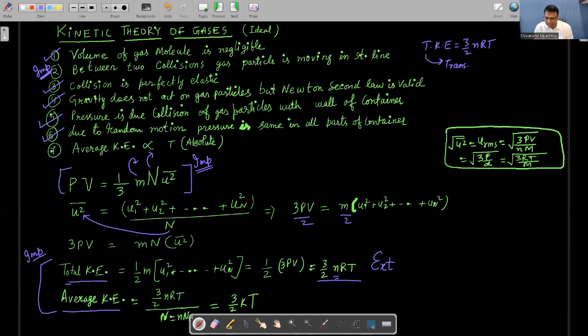And this total kinetic energy is not all kinetic energy, it is only translational kinetic energy. So this is about average kinetic energy and translational kinetic energy. Average kinetic energy is an intensive variable. It only depends on temperature, while total kinetic energy is an extensive variable. It also depends on the number of moles.